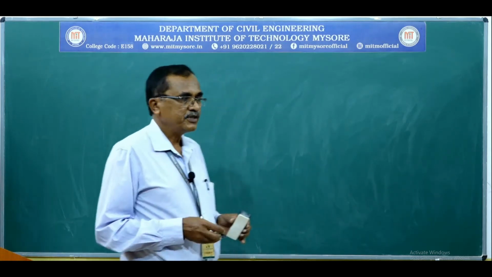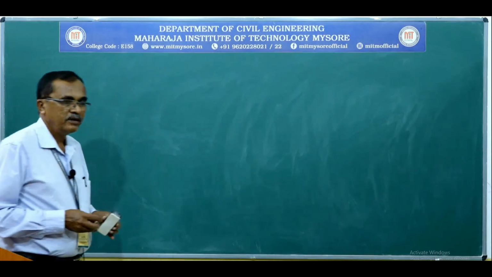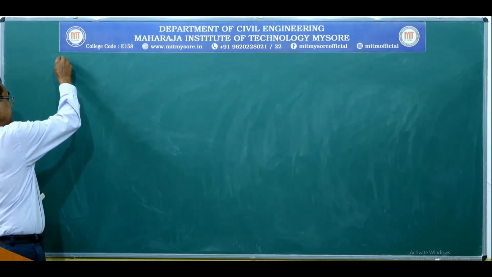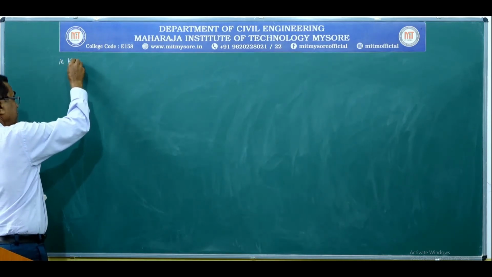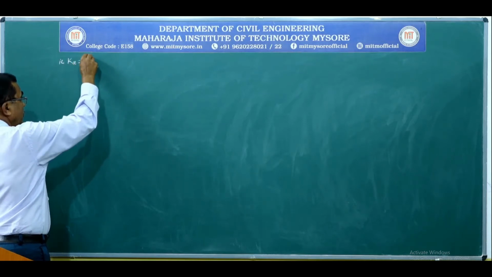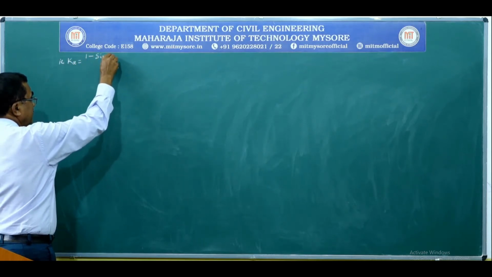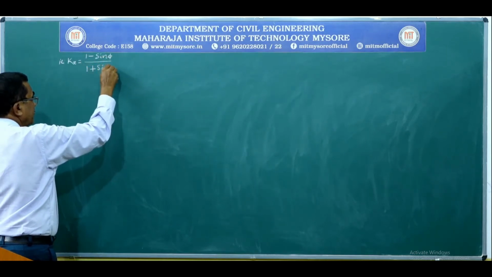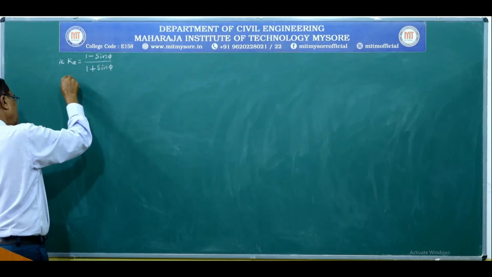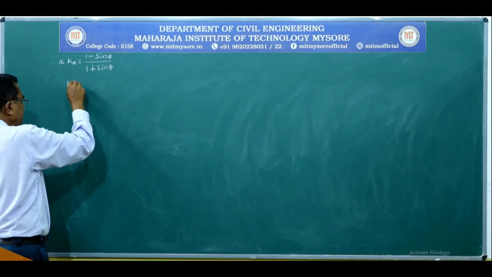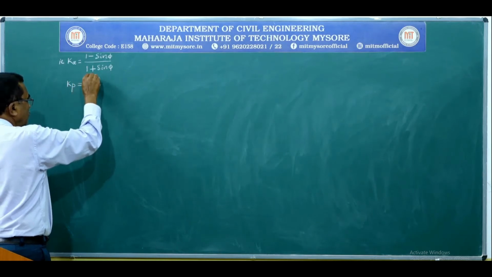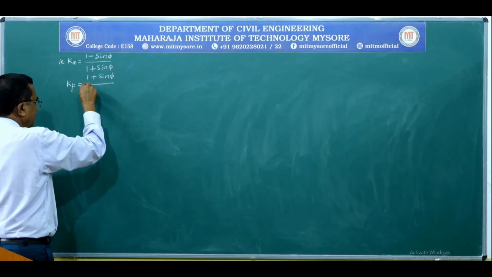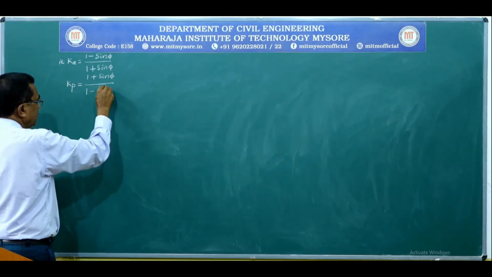Last class we derived expressions for coefficient of active earth pressure and coefficient of passive earth pressure. So that is coefficient of active earth pressure Ka is equal to 1 minus sin phi divided by 1 plus sin phi, and coefficient of passive pressure Kp is equal to 1 plus sin phi divided by 1 minus sin phi.